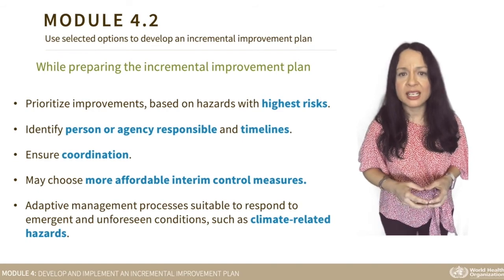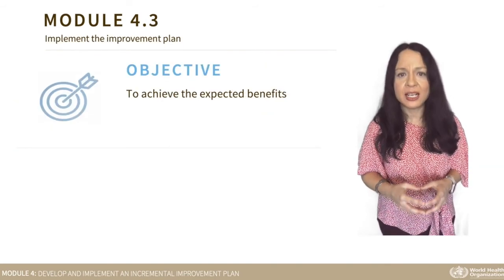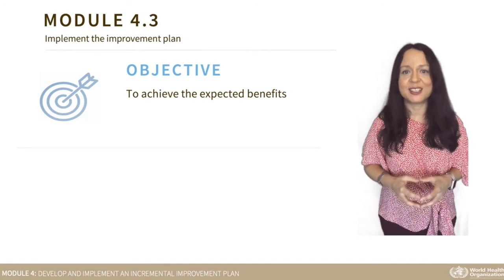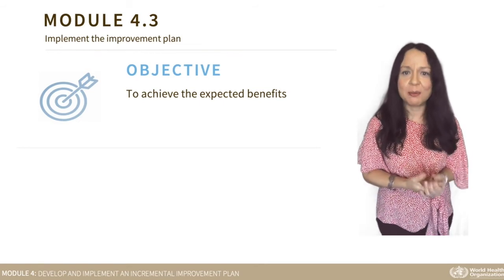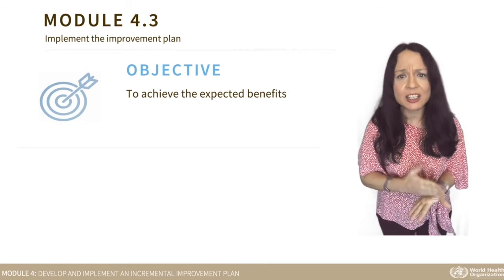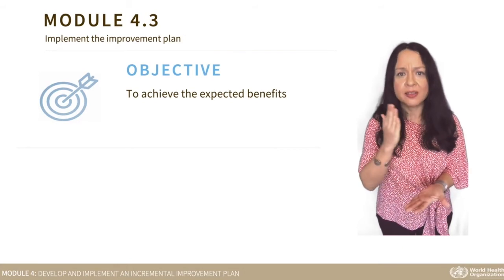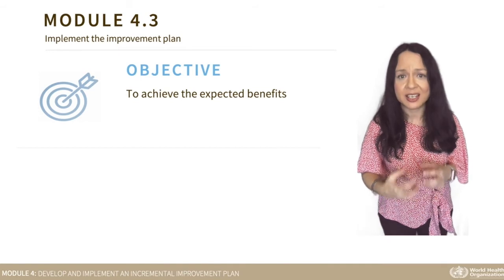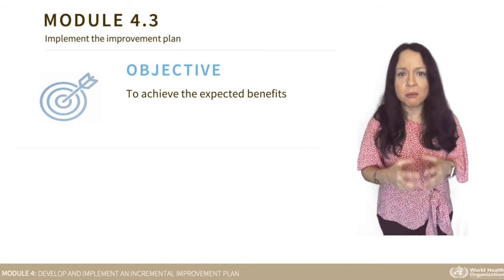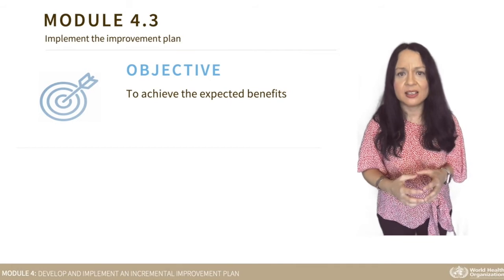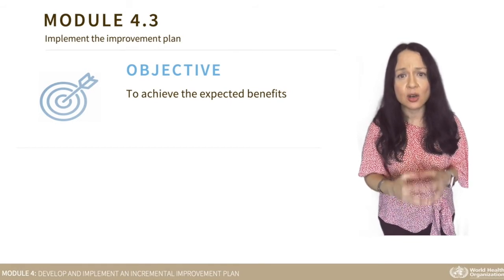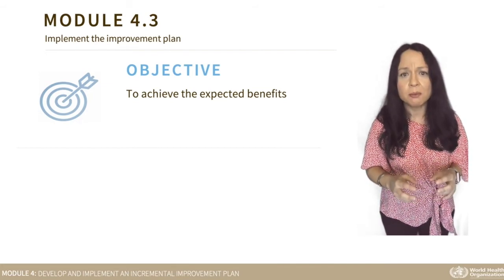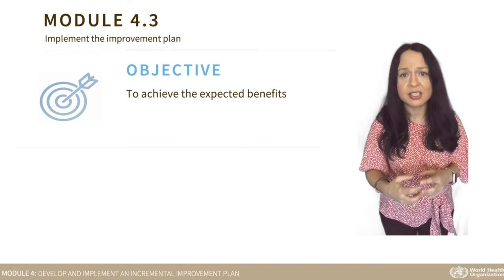Module 4.3 is the actual implementation of the improvement plan, with the objective of achieving the expected benefits. To be able to implement successfully, we need to have a clear plan of who is involved, the time frame, the cost, and how the project management is going to be carried out. Because of the complexity of sanitation, the success of implementation depends on the local oversight and coordination to ensure that all the complementary components of the service chain function effectively together.